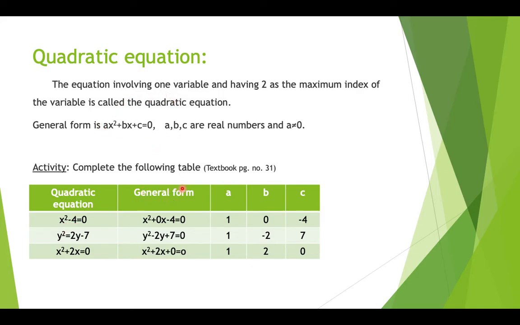In your general form or standard form, this can be written as x square plus 0x minus 4 is equal to 0, where a is equal to 1, b is equal to 0 and c is equal to minus 4. Similarly, when you are solving this, you have to see that y square is equal to 2y minus 7. Now what you can do over here is bring your 2y to the left hand side, it becomes minus 2y, and your minus 7 becomes plus 7 when you bring it to the left hand side. So it becomes y square minus 2y plus 7 is equal to 0. So a is equal to 1, b is equal to minus 2 and c is equal to 7. Similarly, you can solve this.